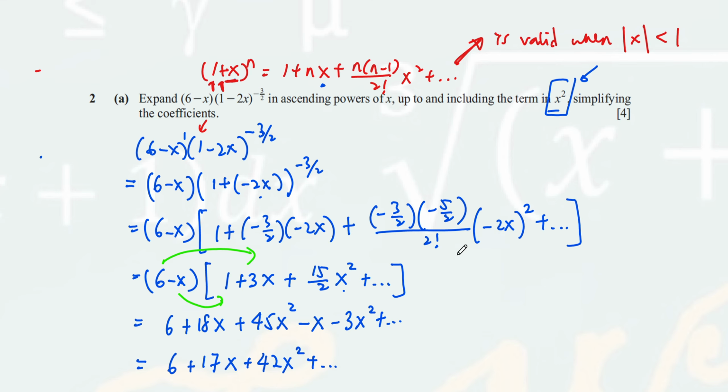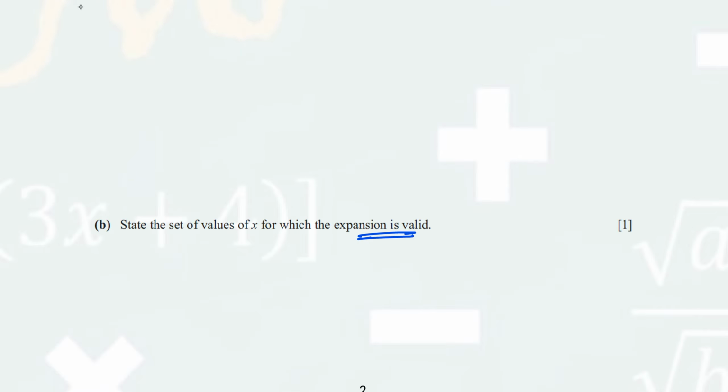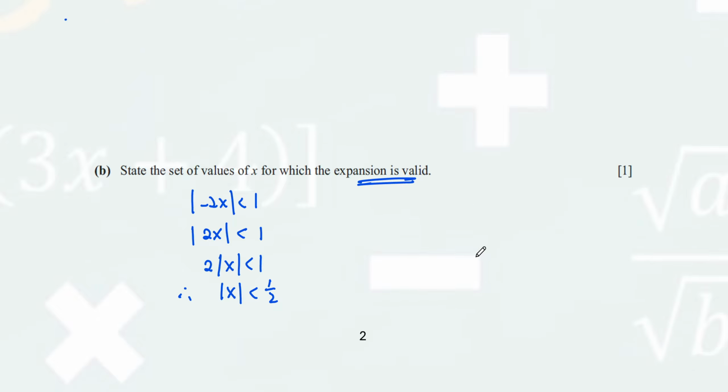So this is the concept. From here, I will refer to this because we did the expansion for this. I have to take the modulus of this term and set it less than 1. So I will write modulus of negative 2x less than 1. We know that after modulus, it will always be positive, so this becomes modulus 2x is less than 1. Therefore, the 2 can be taken out, and at last, modulus x is less than half. So this will be the set of values of x for which the expansion is valid.